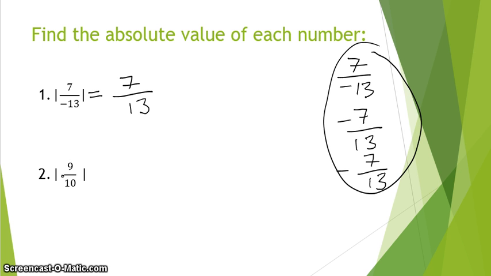9 over 10, it's already positive on the inside. The distance to 0 is going to be 9/10. So when it comes out, it's going to stay positive.